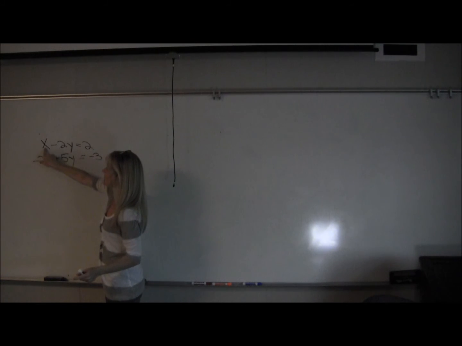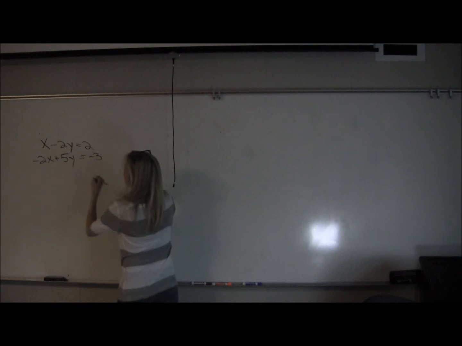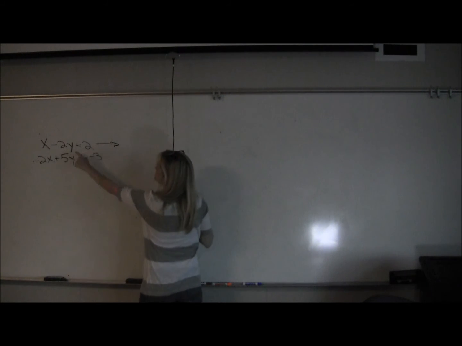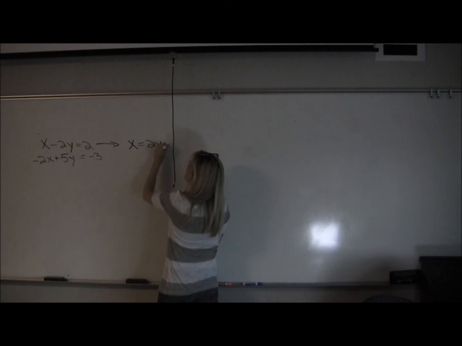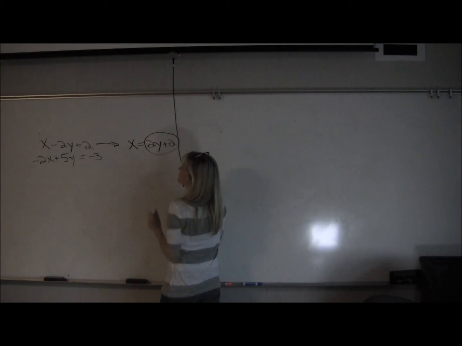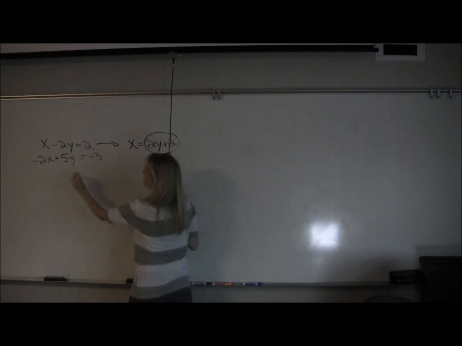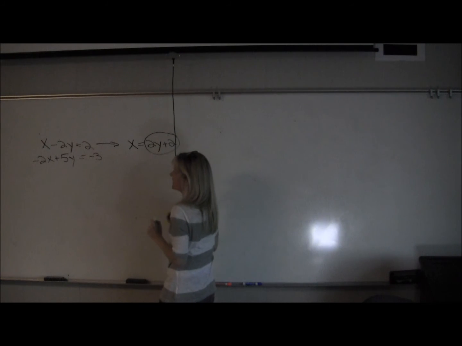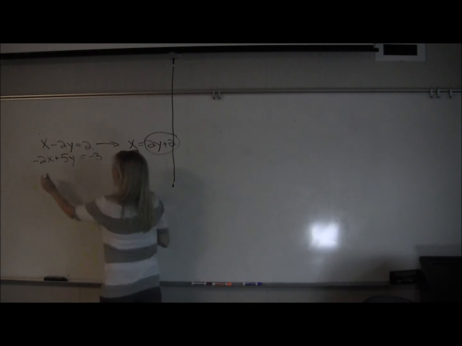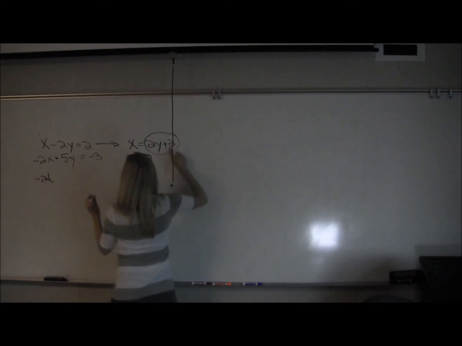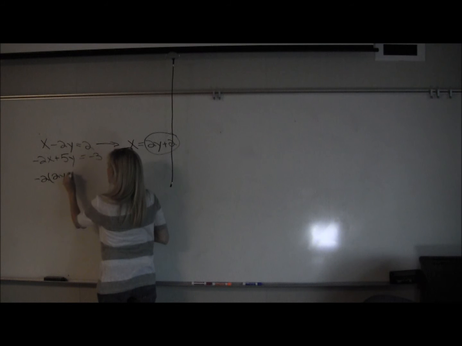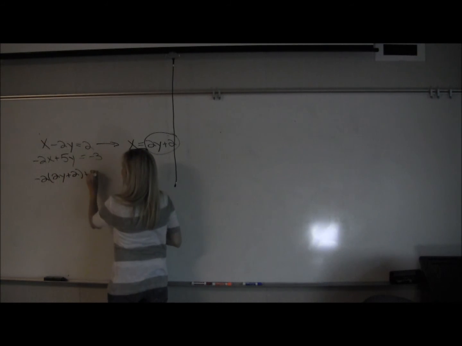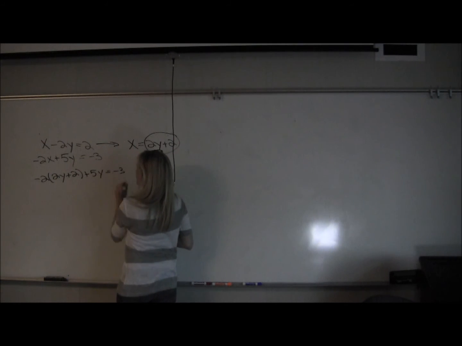The easiest one is the one where I have just one x, so all I have to do for this is add 2y to both sides. So I get x equals 2y plus 2. Now I have an expression that I can substitute in for x in my second equation. So I'm going to put negative 2 times my 2y plus 2 plus 5y equals negative 3.